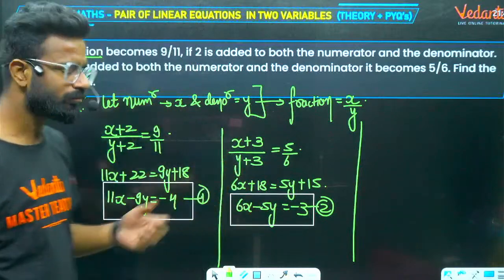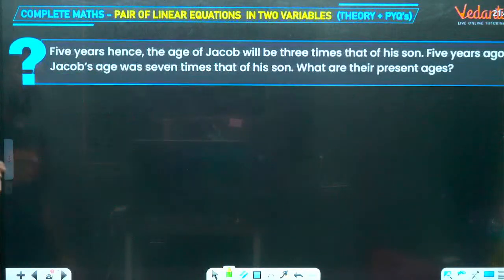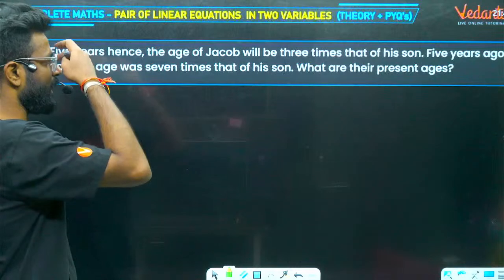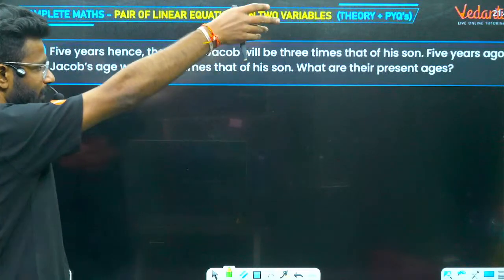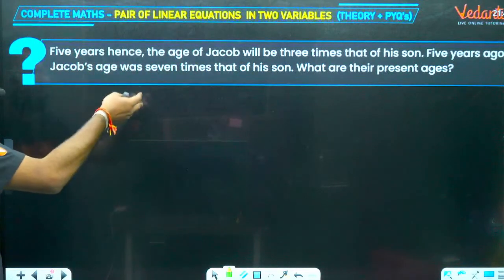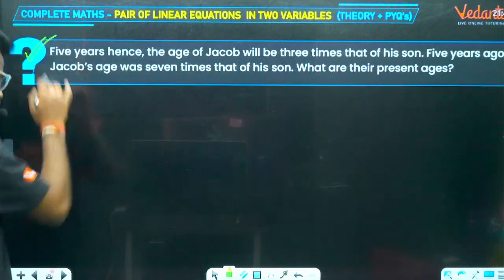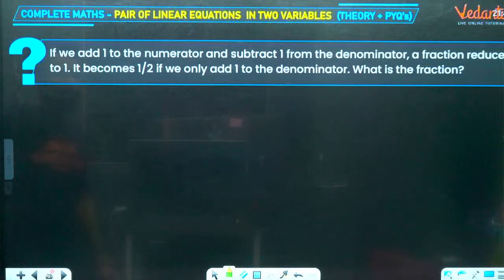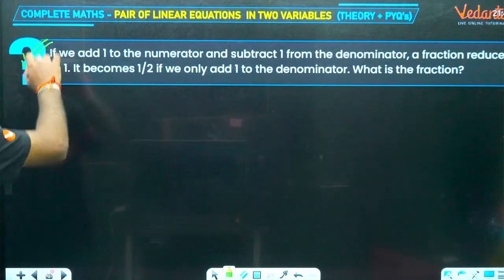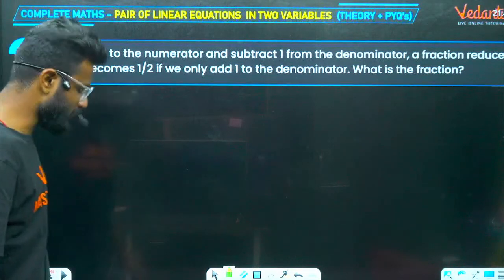Right? It's very clear. 5 years hence, the age of Jacob will be 3 times that of his son. 5 years ago, Jacob's age was 7 times that of his son. What are the present ages? Easy question. Same as the numerator and denominator fraction question.